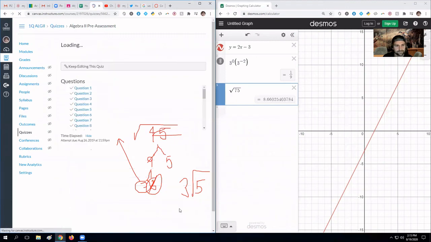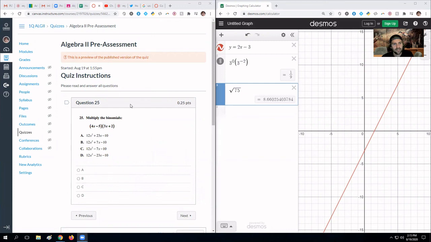Couple more problems. Here we go. Next, multiply the binomial. So this is foiling, first, outer, inner, last. So we'll start off with the first, 4x times 3x, 12x squared. Then we'll do the outers, 4x times 2, 8x. Then do the inners. Negative 5 times 3x is negative 15x. Negative 5 times negative 2 is positive 10, not 10x. We'll combine the middle part there. So we'd have 12x squared, which they all have. 8x minus 15x is a negative 7x, and then 10. So that one would be C.